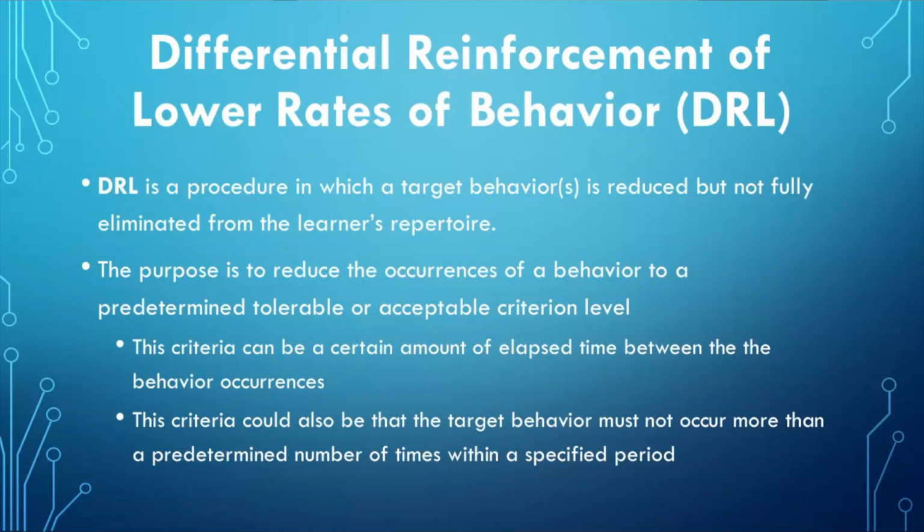The final procedure I will be discussing in this video is slightly different than the other three. Differential reinforcement of lower rates of behavior, DRL, rather than reinforcing an alternative behavior, attempts to reduce the occurrences of the target behavior. DRL is usually implemented for a behavior that you are not trying to fully eliminate from the client's repertoire. This is done in two ways most commonly.